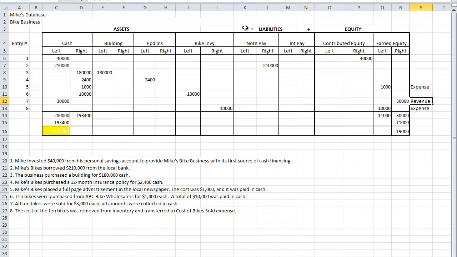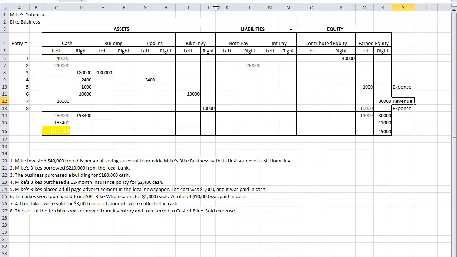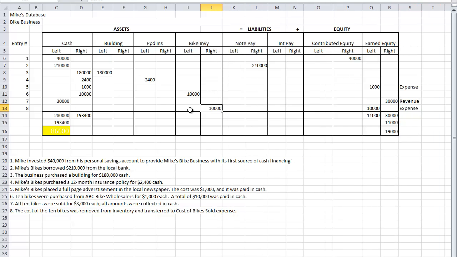When the bikes were sold, we then had to write them off the books by subtracting $10,000 from bike inventory and reducing equity earned. This is called expense. We'll call that cost of bike sold expense. This expense right here was advertising.